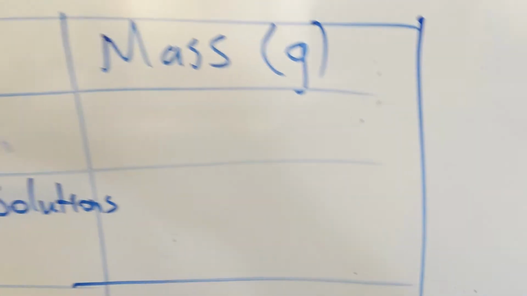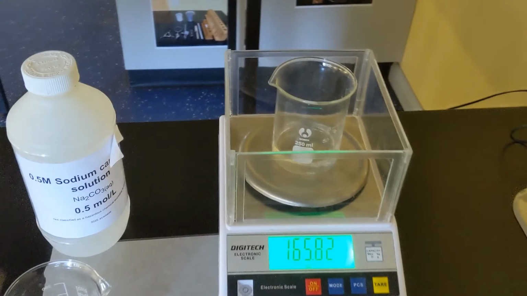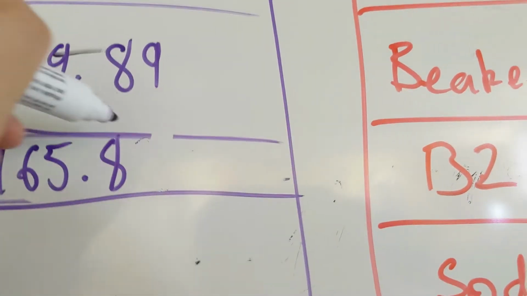Writing that in now. Now I've written down 8.3, and that's all recorded. I can calculate the calcium nitrate mass later, and I'll do that at the end. So I can just take the difference of the two. What I've noticed though when I come back is that it says 165.82. So I actually did a quick adjustment.